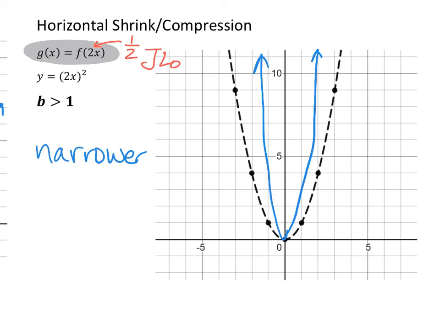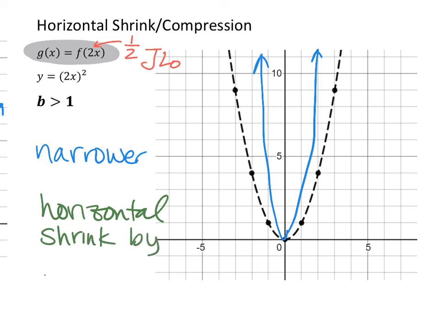It does. The way that we would answer this question if we were writing down what it was is that this is a horizontal shrink by a factor of 1 over 2. Very good. So again, I'm using the flipped number, the opposite number, the reciprocal, in the verbiage of my answer.